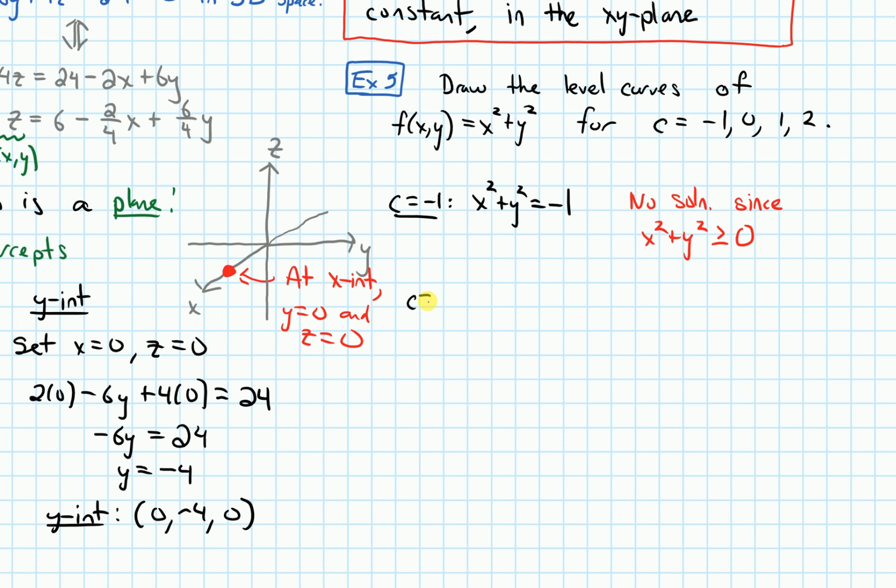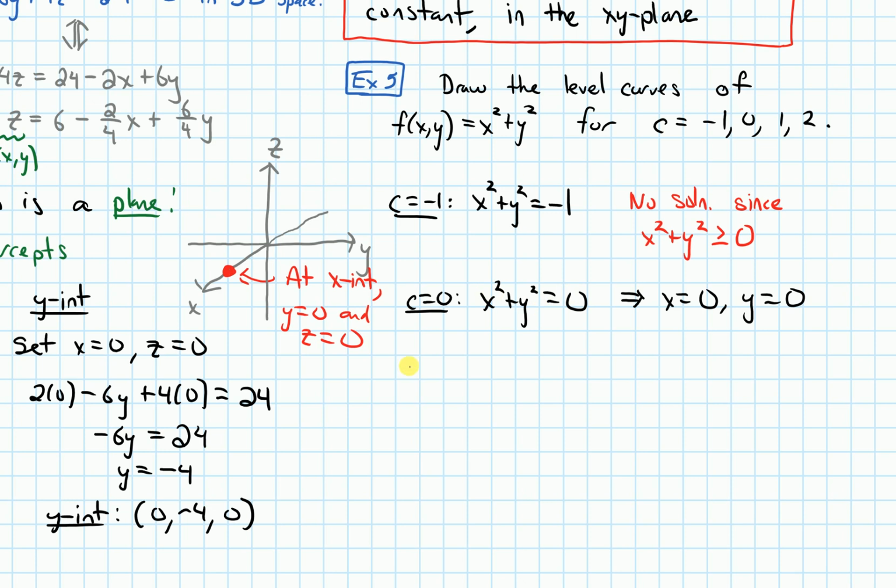So let's do c equals 0. If I set my function equal to 0, we get x squared plus y squared equals 0. And with this equation, there's only one value of x and y that satisfies this. The only thing that works is if x equals 0 and y equals 0. If I try anything else, any other combination, the left-hand side is going to end up being positive. There's no way to make it 0 unless both x and y are 0.